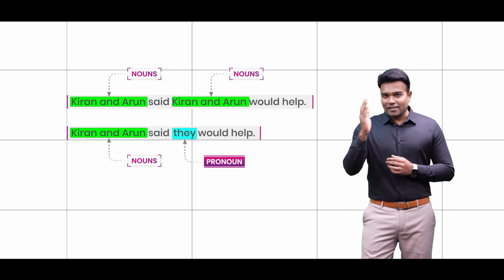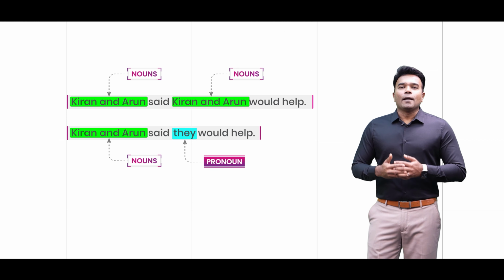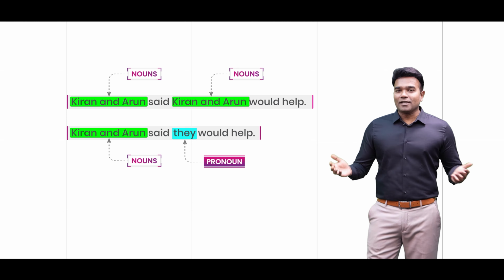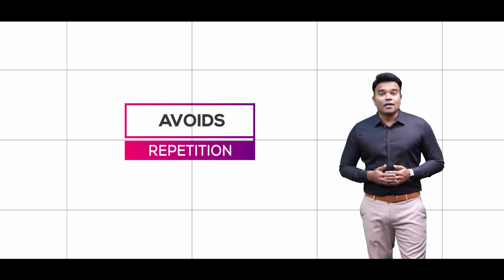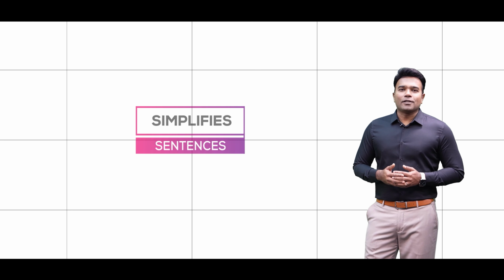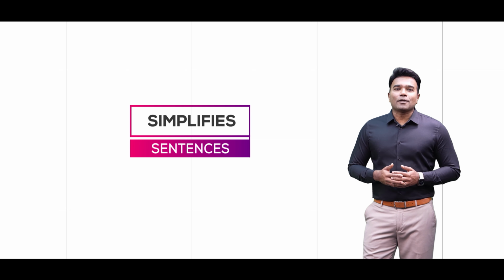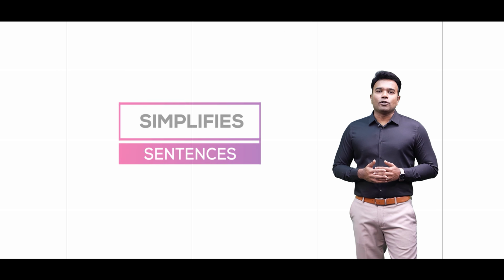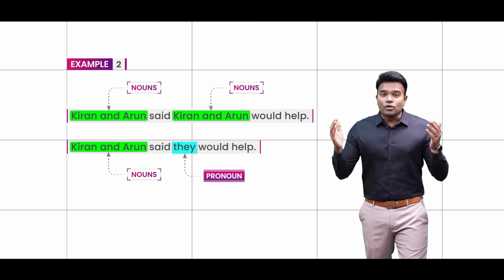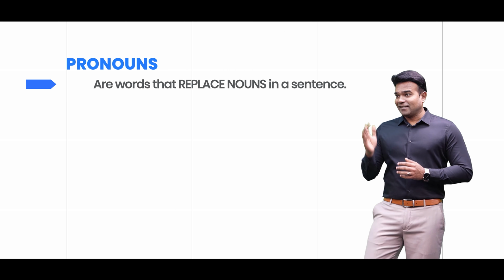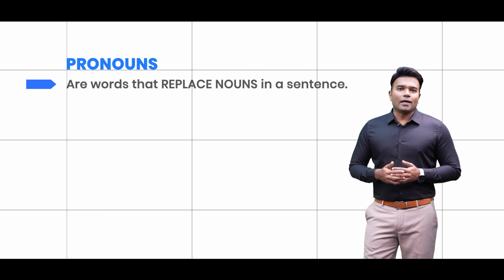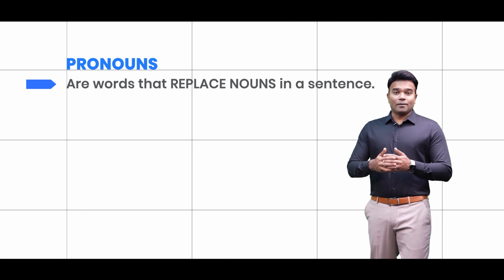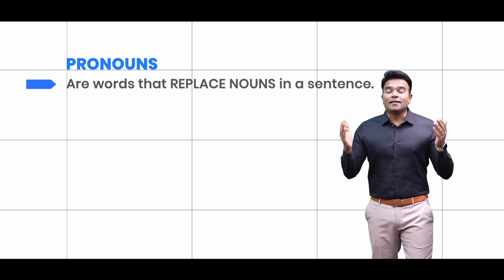I'm sure you are able to understand that we are using a pronoun in the place of nouns. And what is the utility of using this? No doubt pronouns avoid repetition, but in this case it also enables the simplification of sentences so that they are more readable and impactful. So through this discussion, what you have been able to understand is that pronoun is such a part of speech in English that contains words that are used to replace the nouns present in the sentence.